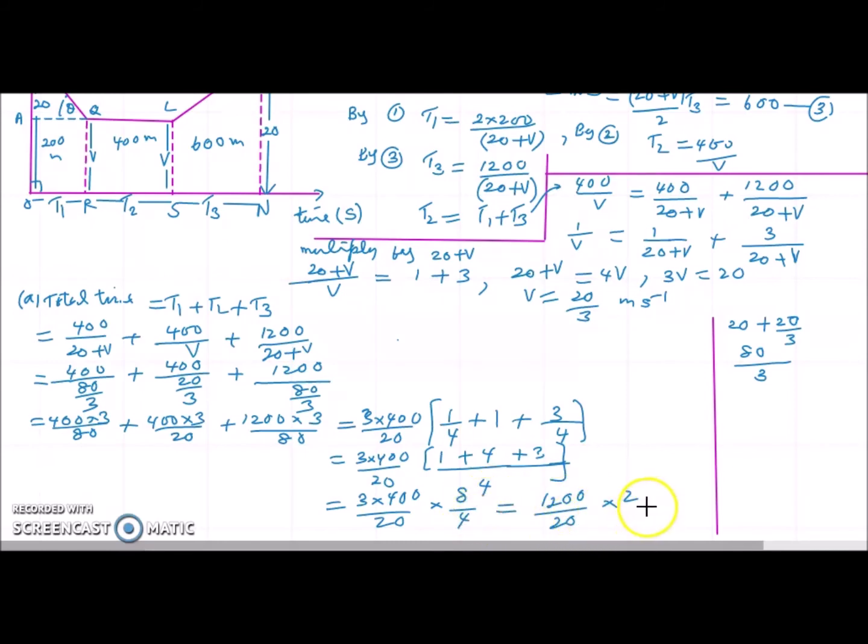Then we get, what's the answer? 120 seconds. It is in seconds. Total time is 120 seconds.